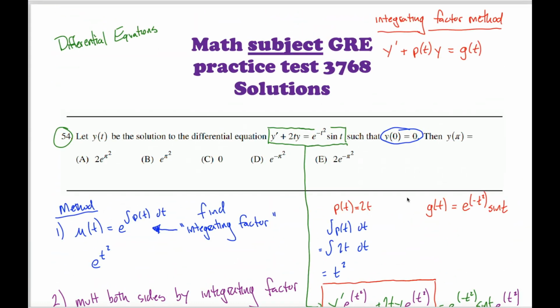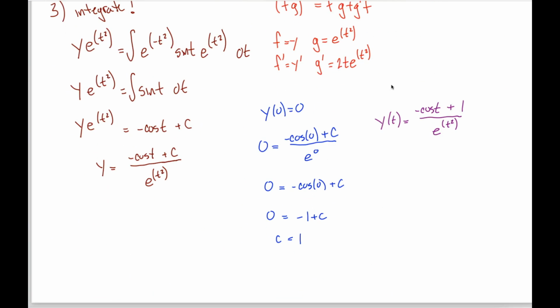What the question asks me, for some strange reason, is what y of pi is equal to. All I have to do now is change all the t's into pi's. Y of pi would be equal to negative cosine of pi plus 1, divided by e to the pi squared power. Cosine of pi is negative 1. The negative of negative 1 is positive 1. 1 plus 1 is 2. So I get 2 divided by e to the pi squared power.